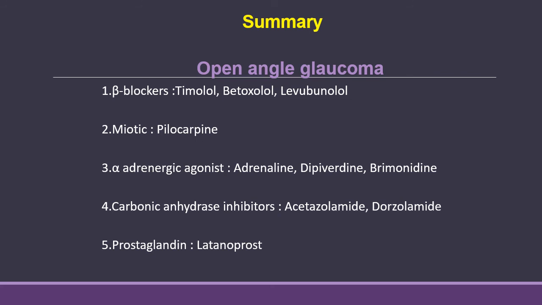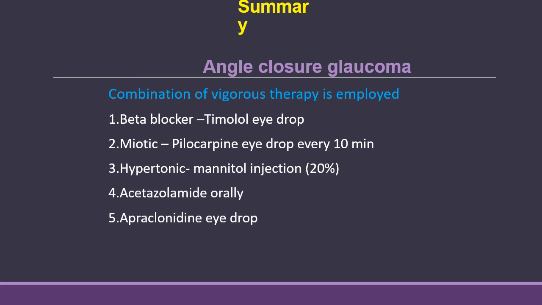So in summary, for open angle glaucoma we can use beta blockers, miotic drugs, alpha adrenergic agonists, carbonic anhydrase inhibitors and prostaglandins. For angle closure, a combination of vigorous therapy is employed. First are beta blockers, miotics like pilocarpine. Hypertonic mannitol is most important because it reduces the IOP within a few minutes. Then we can go for other anti-glaucoma drugs like acetazolamide and apraclonidine.